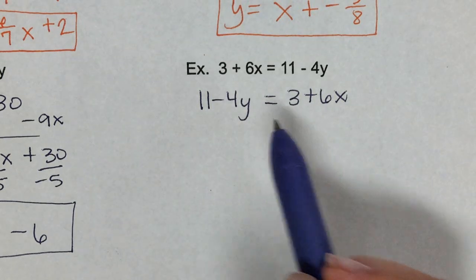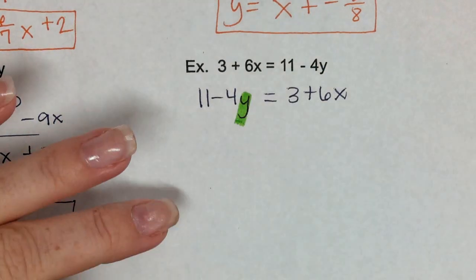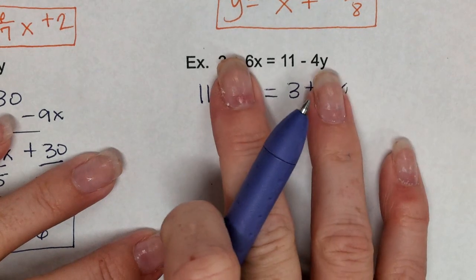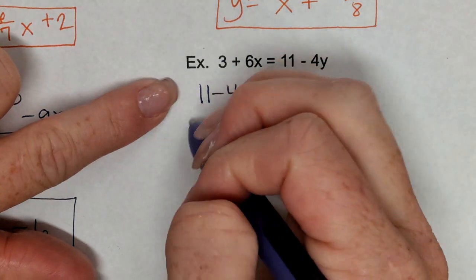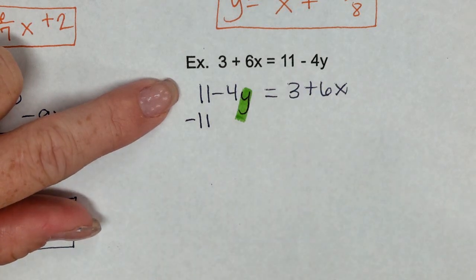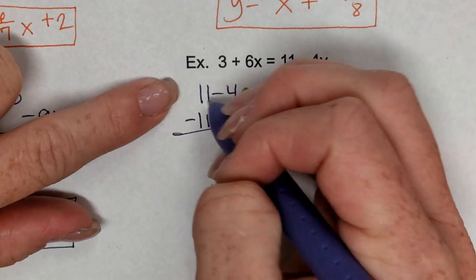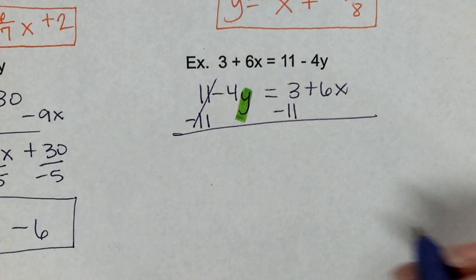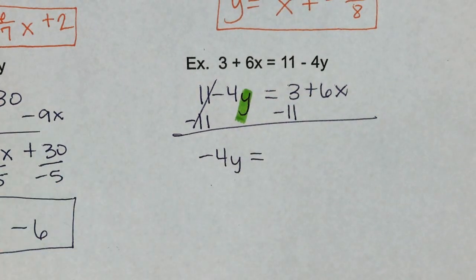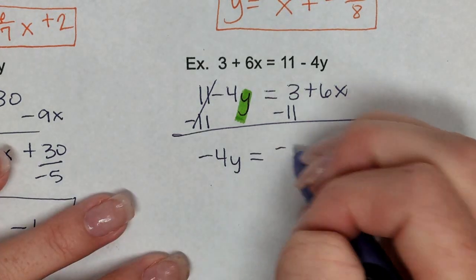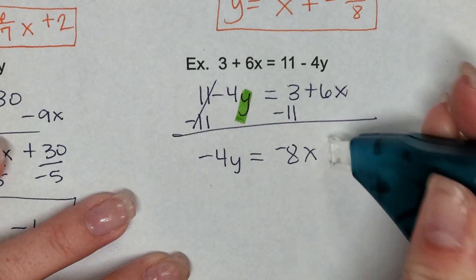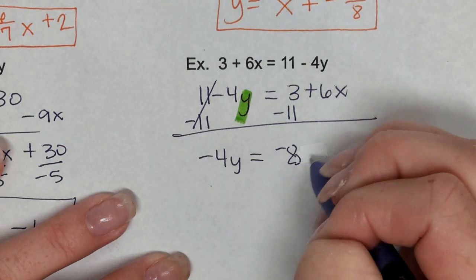So I want to get rid of everything over here with this y. What has got to go first? 11. How do I zero out an 11? Minus 11. Now stop. Is there something over here I can combine that with? So I'm going to put it right by the 3. I am left with negative 4y equals, what is 3 minus 11? Negative what? 8. Yes. Negative 8. Oh, it's not x. Negative 8 plus 6x.